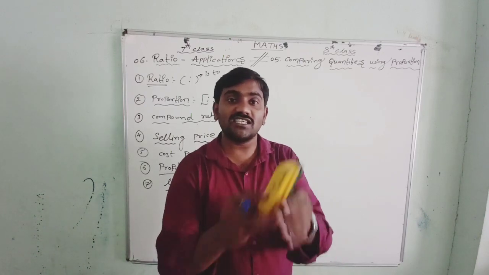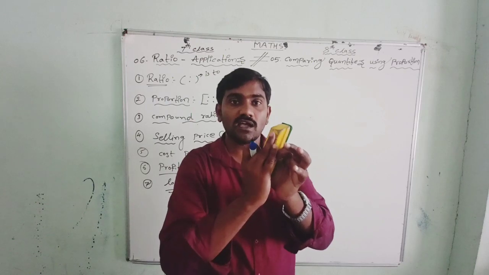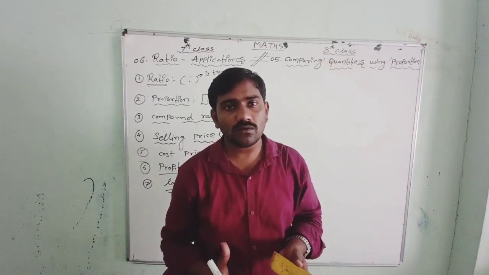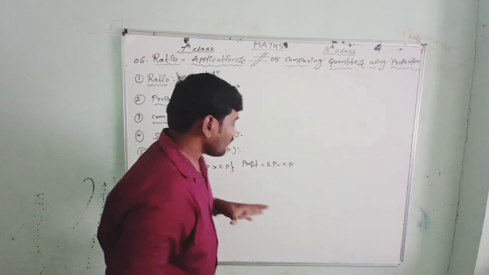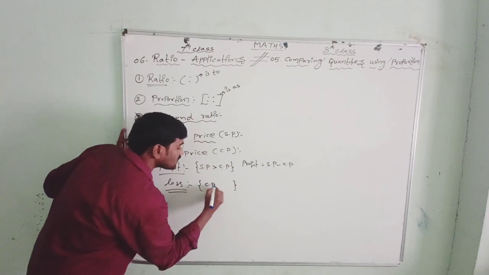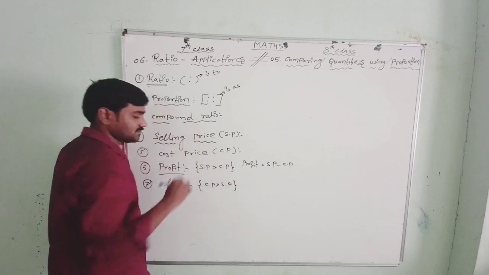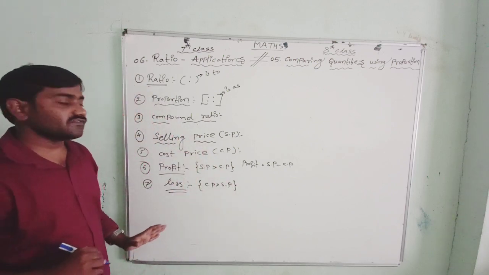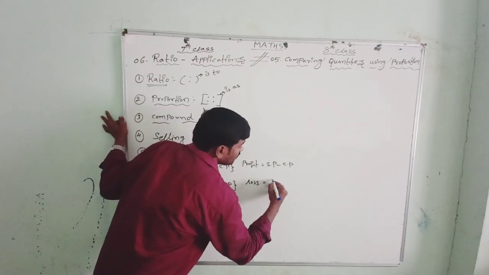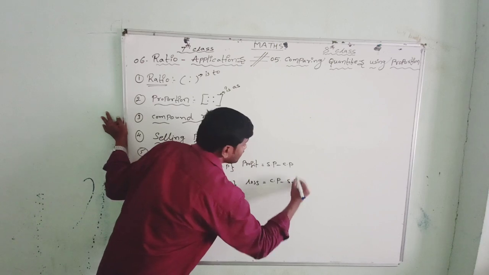Suppose I have purchased this duster for 10 rupees, I sold it for 5 rupees, then I am in loss. Yes or no? Yes. Then here we get a loss when cost price is greater than selling price. The loss formula we get here is cost price minus selling price.